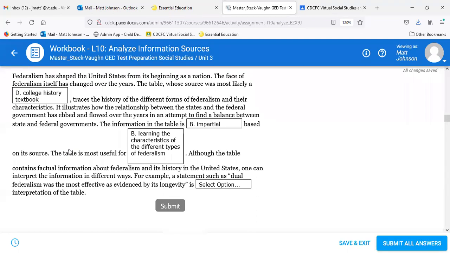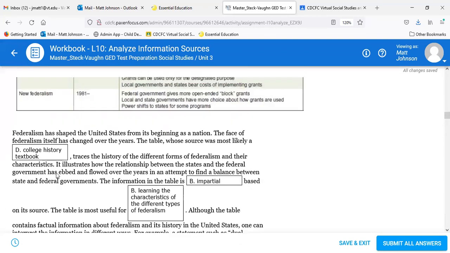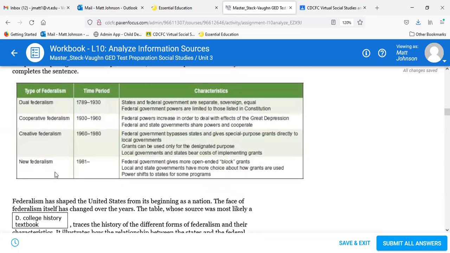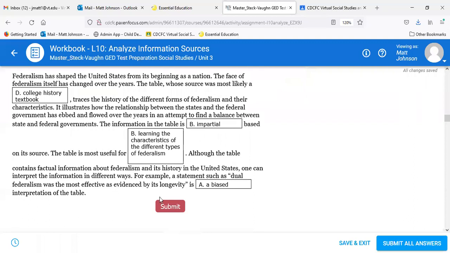So then, although the table contains factual information about federalism and its history in the United States, one can interpret the information in different ways. For example, a statement such as "dual federalism was the most effective as evidenced by its longevity" is an impartial, a bitter, or an angry interpretation of the table? A, biased. It's hard to say. You would have to have a lot more information to say that, it's very general. It is biased, but it's also just a generalization, right? Statements that federal and state governments are separate, so federal government powers are limited. There's this idea that it's more successful. Not enough information there, so that shows some bias.